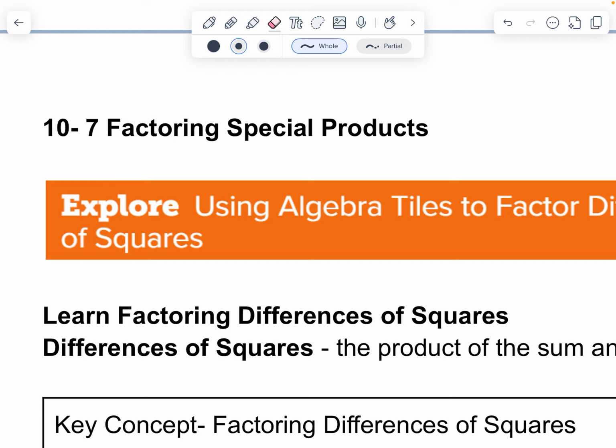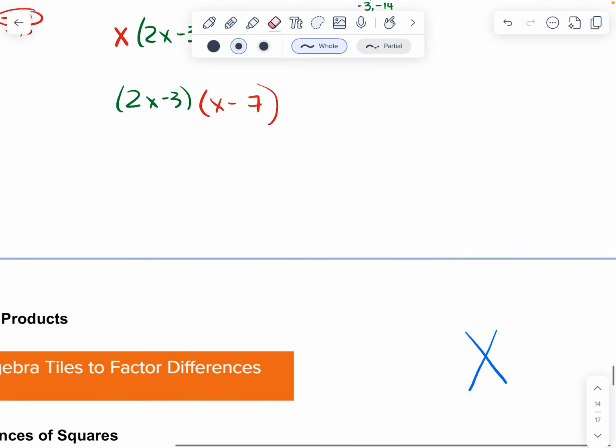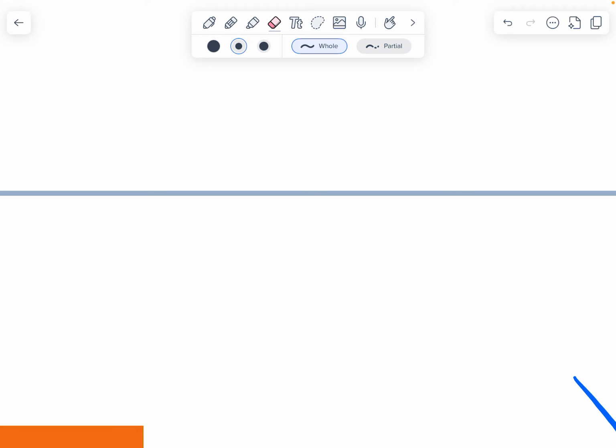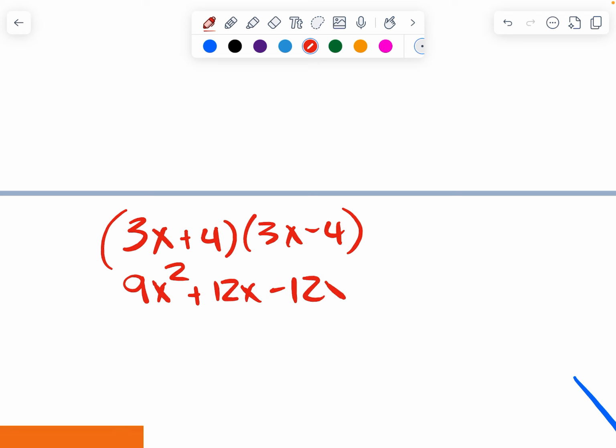Okay, we're going to start with factoring special products. The difference of squares is the product of the sum and the difference of two quantities. That was when we were doing, let's say, 3x plus 4, 3x minus 4. And when we did that, we got 9x squared plus 12x minus 12x minus 16. And the middle terms disappeared, so I had 9x squared minus 16.